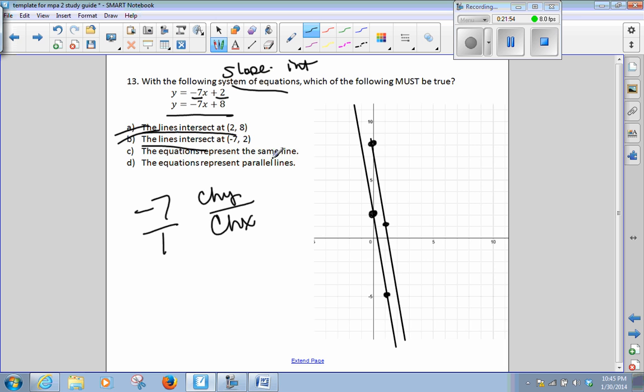The equations represent the same line. Well, no, clearly we've got two different lines. Last but not least, the equations represent parallel lines. Remember from geometry, parallel means they're an equal distance apart so that they're never going to touch, and that's what these are right here. And actually, anytime that you have two slopes that are exactly the same, they're going to be lines that are parallel to each other. That means that they're the same distance apart, so they're never going to cross.